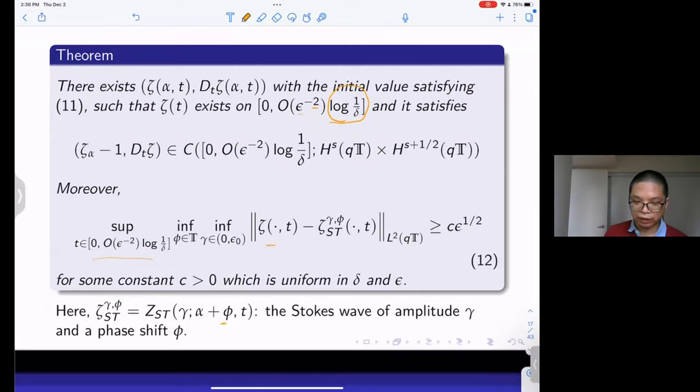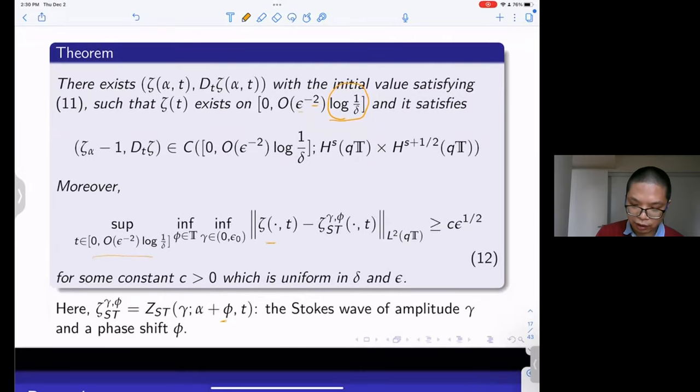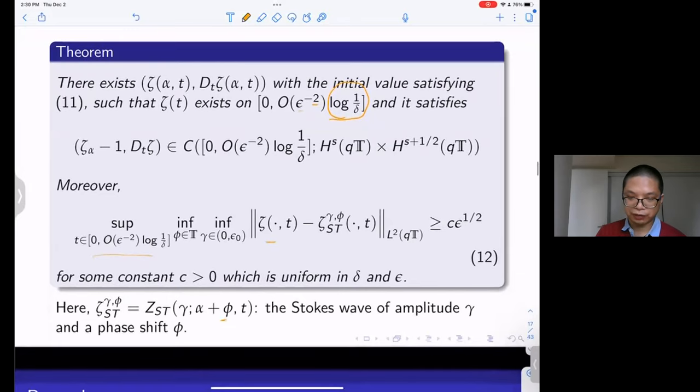So overall, from this theorem, we can conclude that under the long wave perturbation, eventually the perturbed solution will be away from the family of Stokes wave. And in particular, this theorem shows the nonlinear modulational instability of Stokes wave.